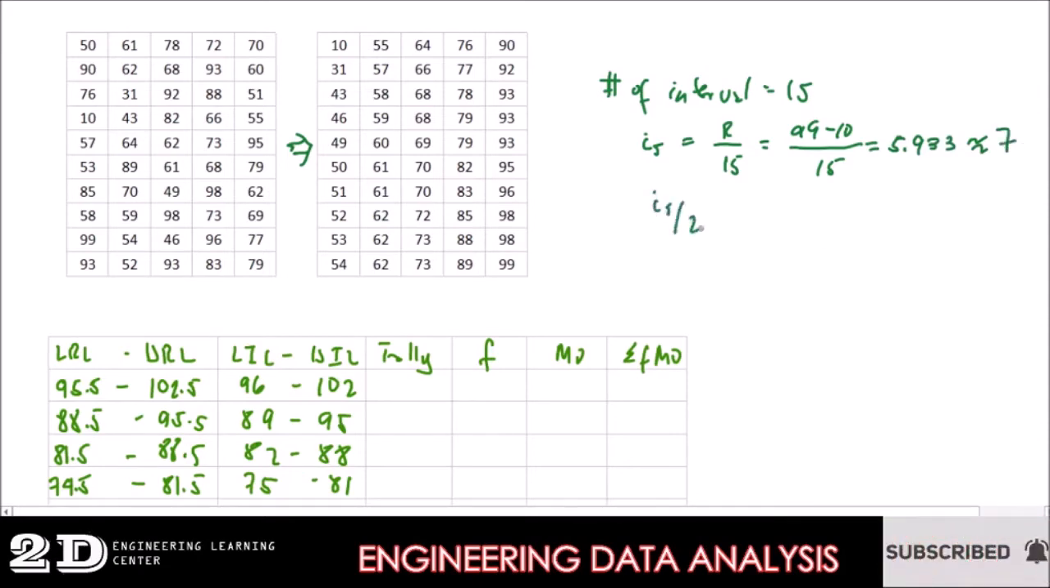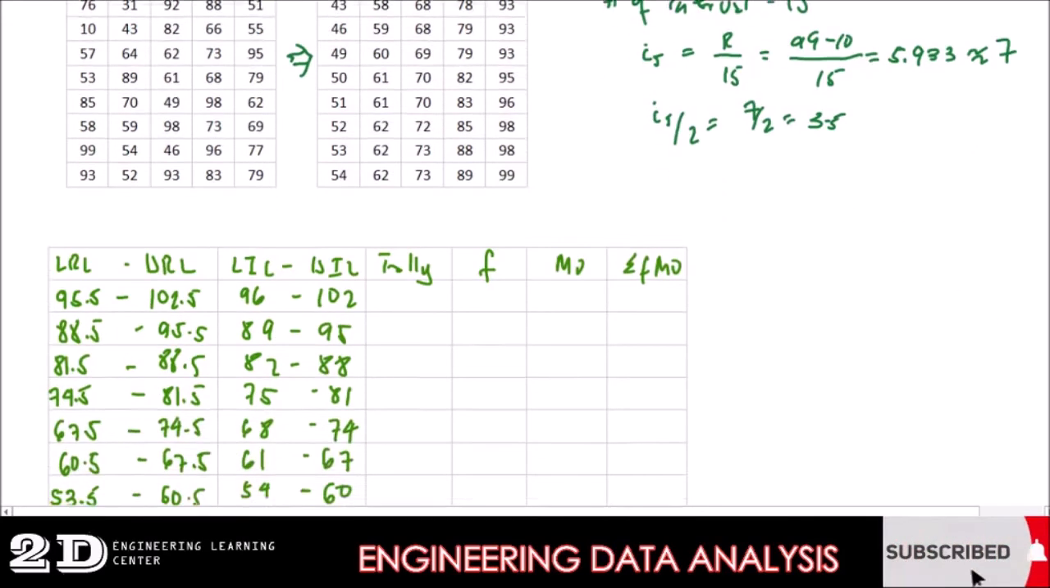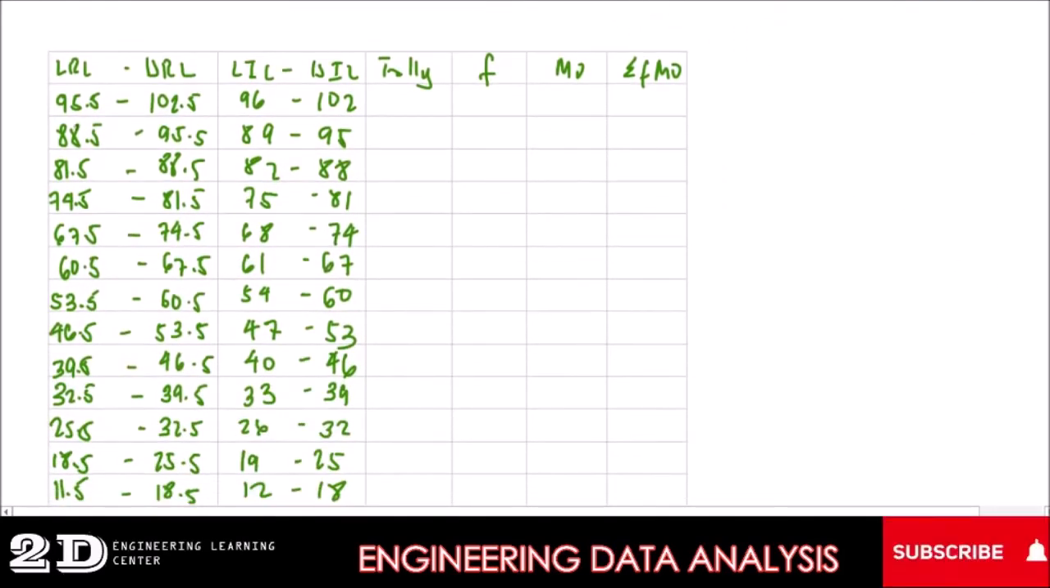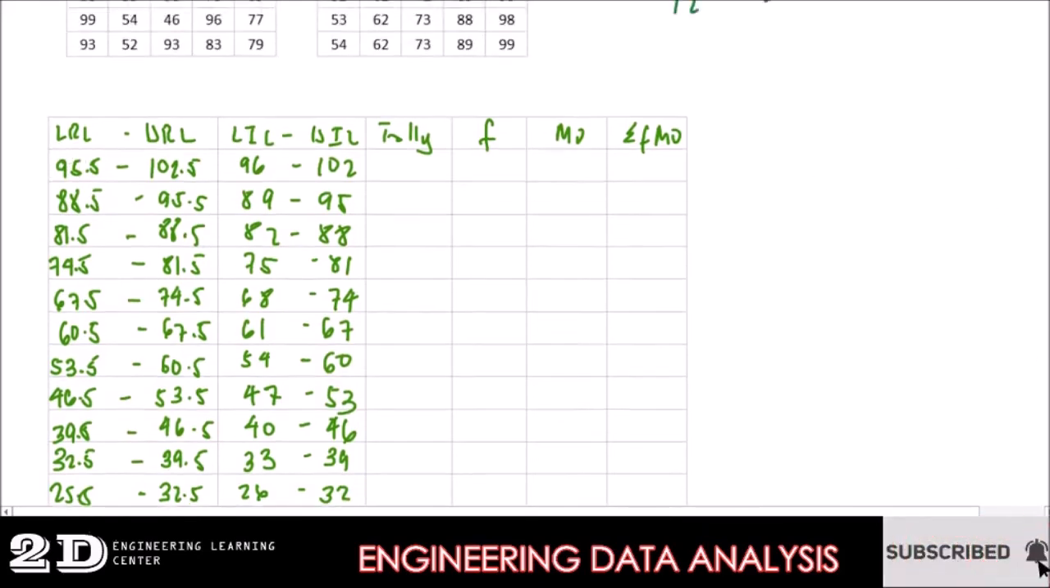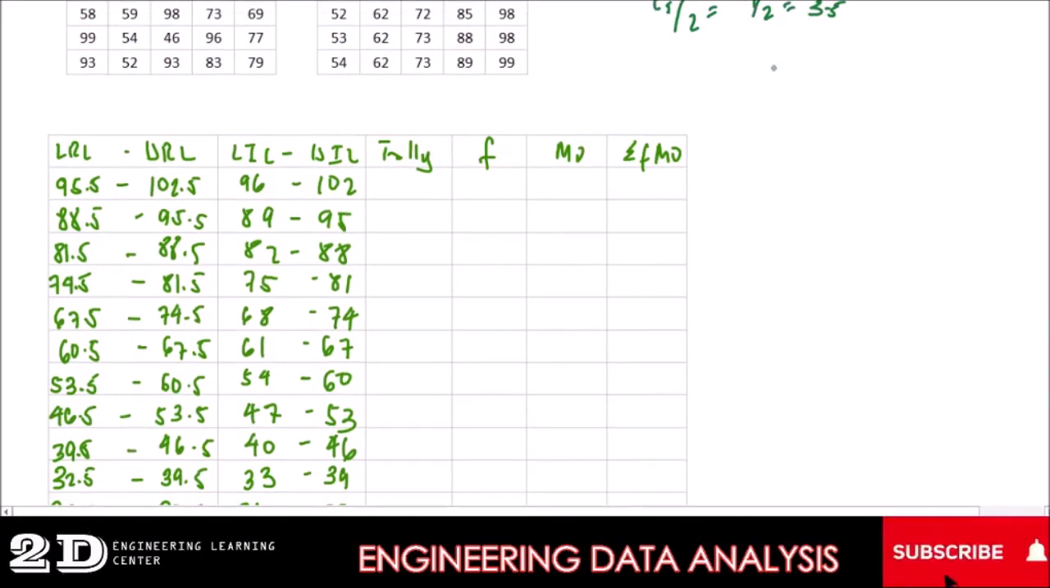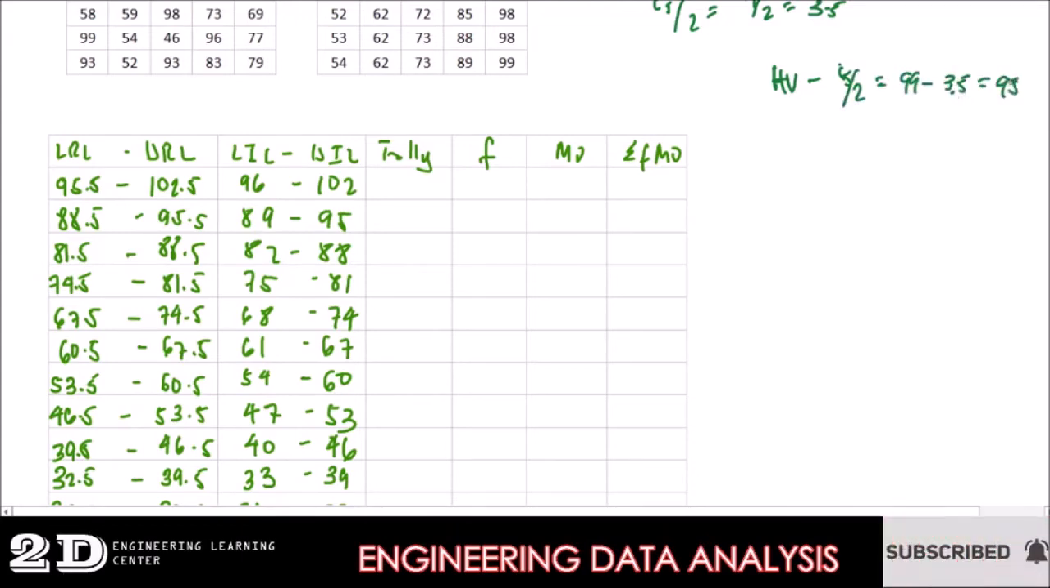Our interval size divided by 2, on which we are going to base our real limits, will be 7 over 2, and that will be 3.5. So we have here the table. The lower real limit will just be the highest data minus the interval size over 2. So that will be 99 minus 3.5, so we have 95.5.